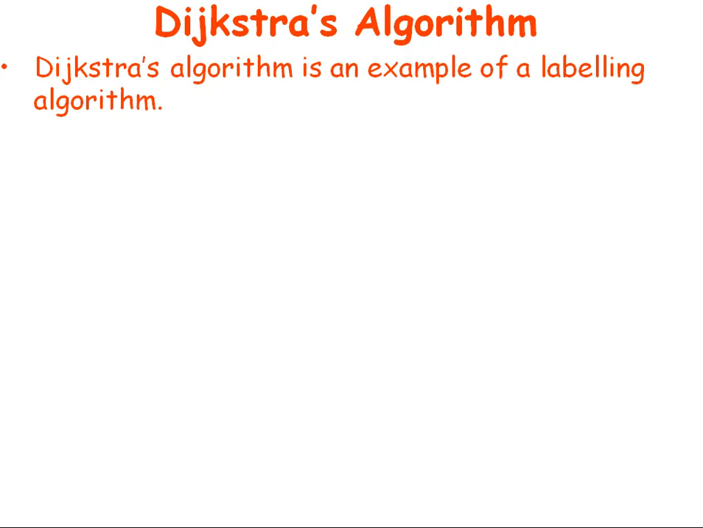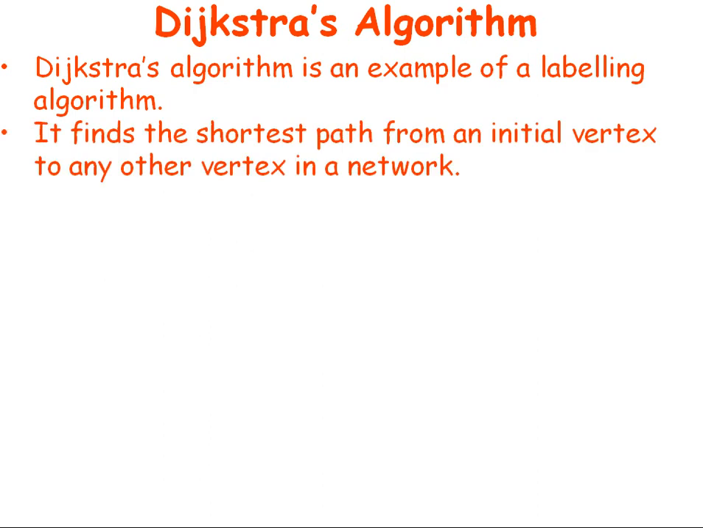And just looking around, what I should have said, which I didn't say, was when you draw these networks, don't draw them too small. Maybe I should have said that earlier. Sorry, Harriet. Okay, it's a labelling algorithm, and it finds the shortest path from an initial vertex to any other vertex. So you're always given a starting point, and it will then tell you the shortest way to get there.